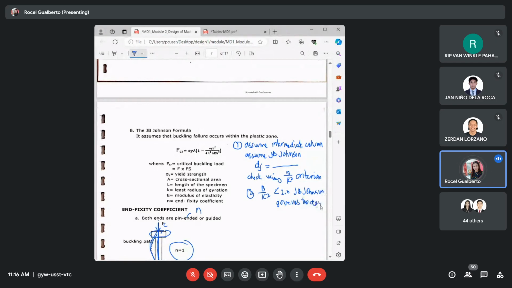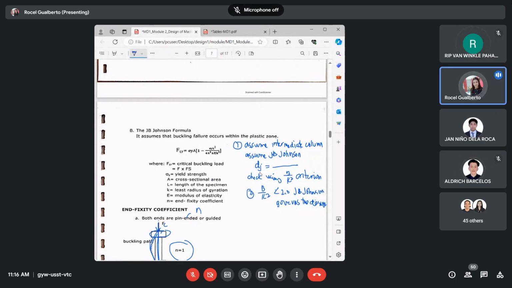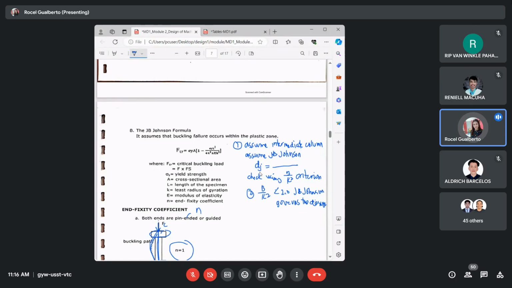So, anong sabi? Tama daw na JB Johnson. Can we use this diameter already? Pwede ba natin sabihin na dimension stays? Hindi pa. Hindi pa po ulit tayo sure. Bakit? Ang napatunayan lang po natin is this assumption. Assume the JB Johnson. Tama, JB Johnson. Pero, hindi pa po tayo tapos kasi may isa pa tayong assumption. You assume there an intermediate column. So, you need to verify.